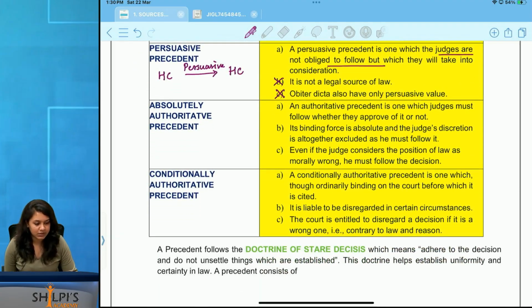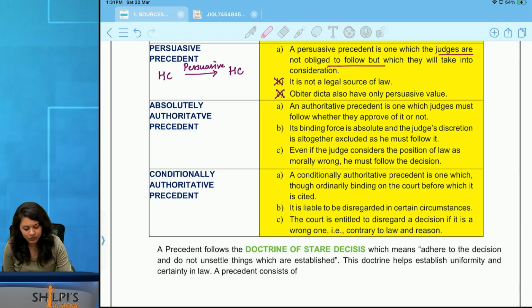Absolutely authoritative precedents. An absolutely authoritative precedent is one which a court must follow, a judge must follow, whether they approve of it or not. So if the Supreme Court has given a decision on the same matter, then they are absolutely bound to follow it, even though the judge may not approve of it. So this brings about a uniformity in law, which even though the judge is not okay with this position in law, he must still apply that principle because the higher court has given a decision on the same.